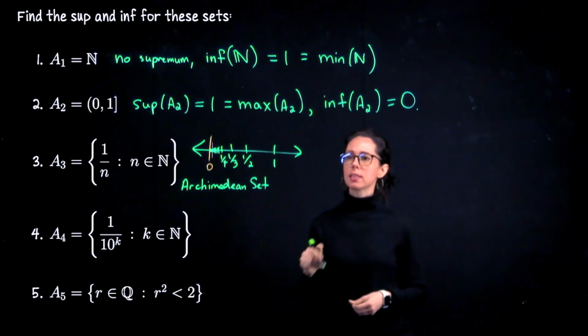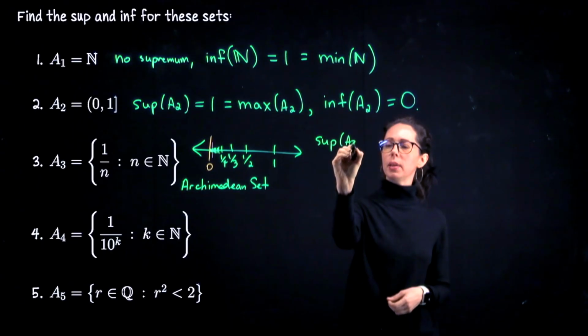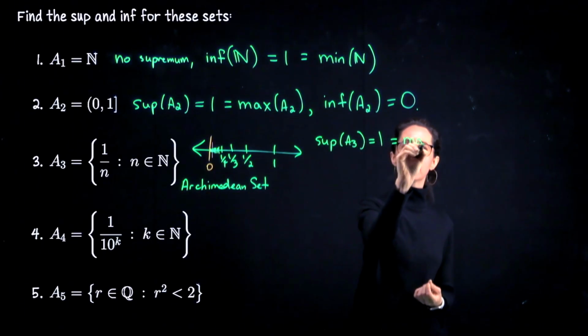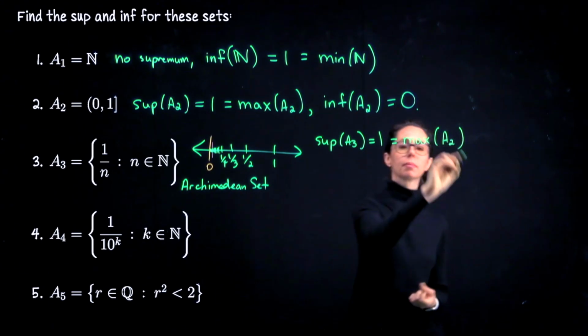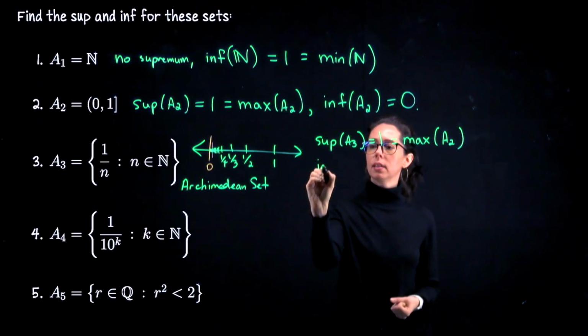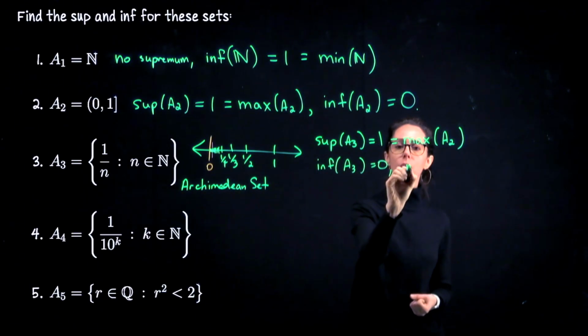All right, so let me summarize. I think I've been writing sup before inf. So I will write that the sup of this Archimedean set is 1. That belongs to the set, so that is the set maximum. It's the maximal element. The infimum is 0, and that is the more interesting side of this set, but there is no minimum.